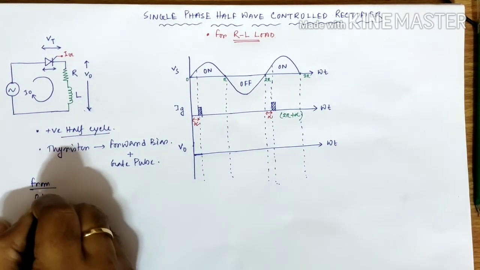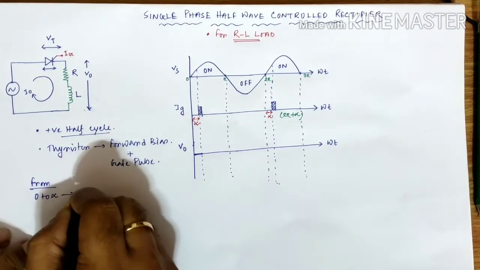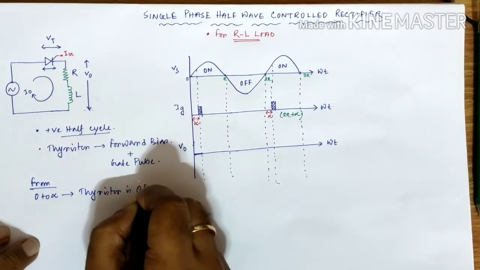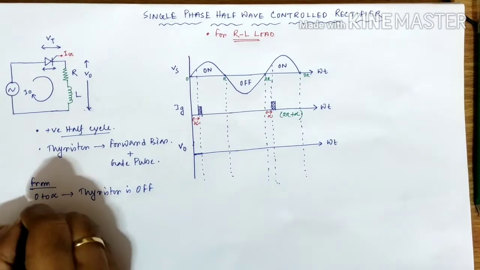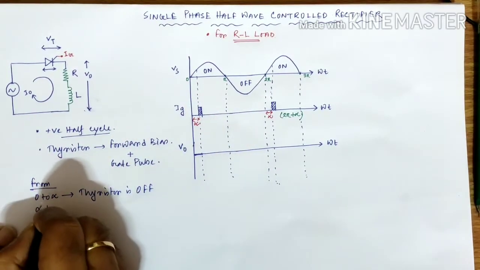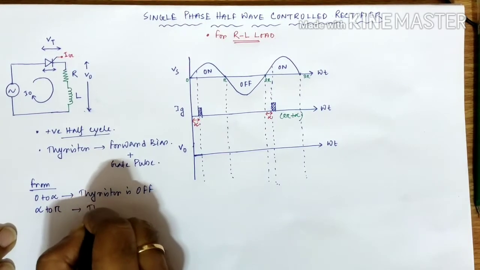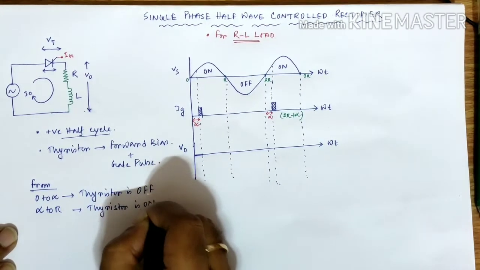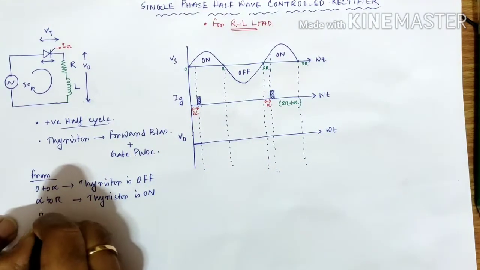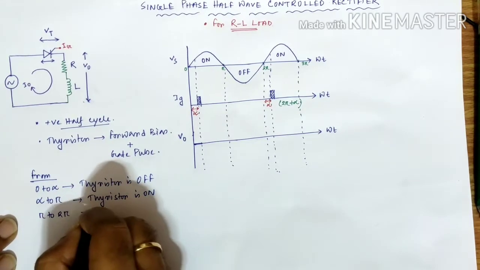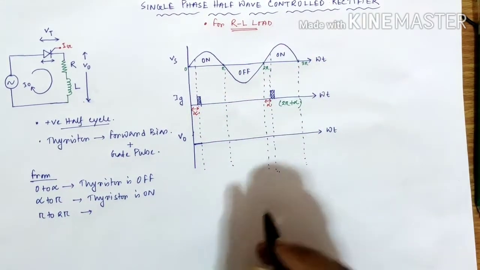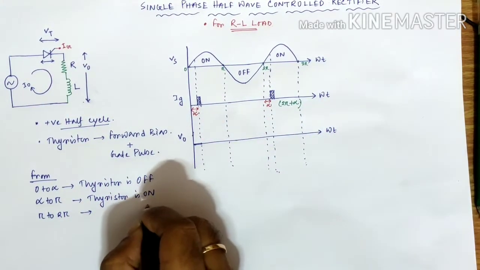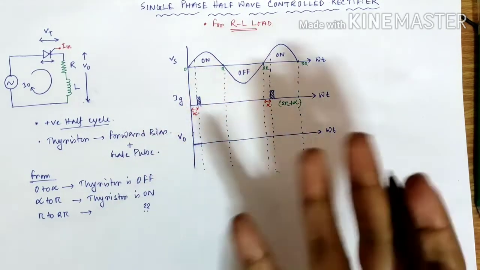From 0 to alpha, the thyristor is off. From alpha to pi, the thyristor is on. Once again, from pi to 2 pi, we assume that the thyristor will be off, but we need to understand whether it will be off or not. That is something interesting that will happen here. Why? We will explain that one.